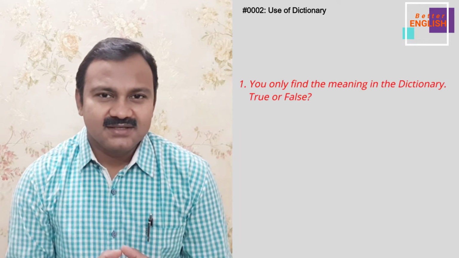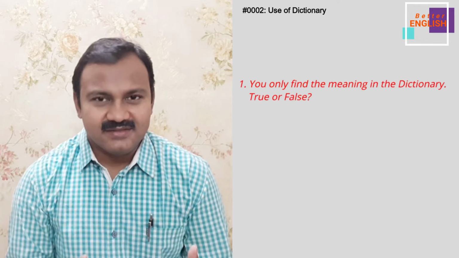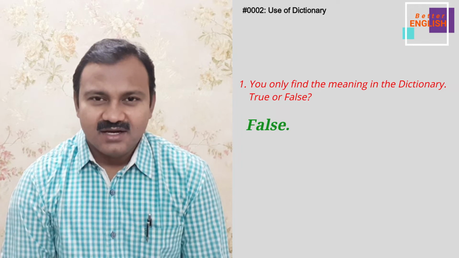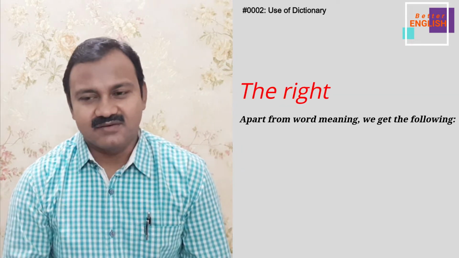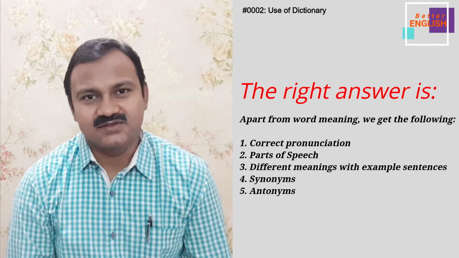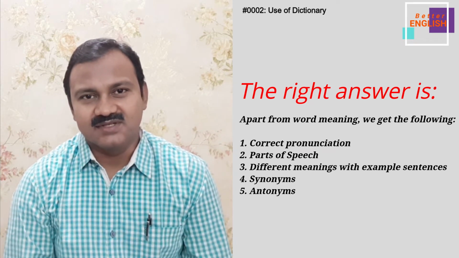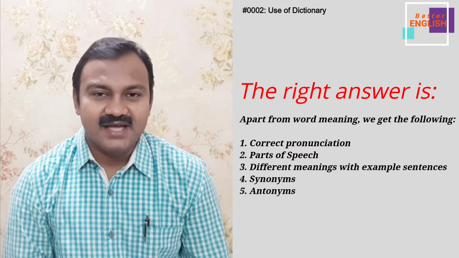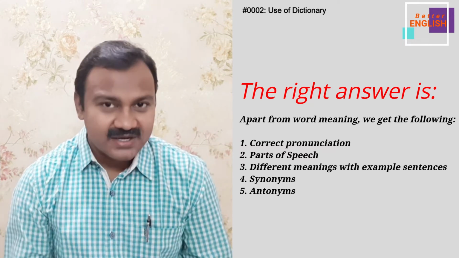Question number 1. You only find the meaning in the dictionary. True or false? The correct answer is false. Apart from meaning, we see correct pronunciation, parts of speech, and different meanings with their example sentences, synonyms and antonyms, etc. So, the English to English Advanced Learners Dictionary gives you rich information on the word that you look up.